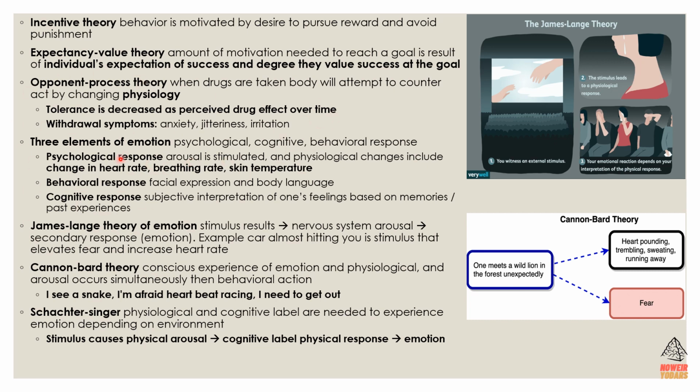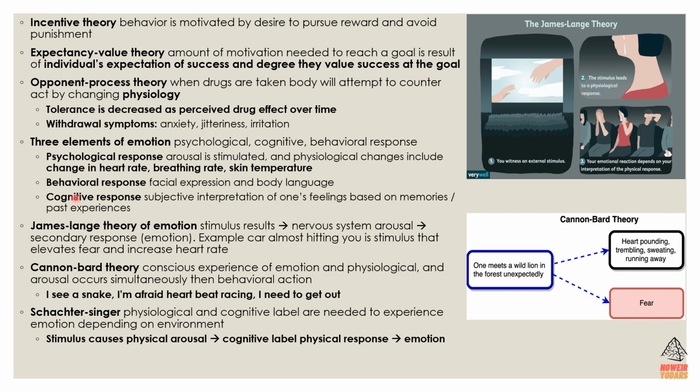Three elements of emotion are physiological, cognitive, and behavioral response. So the physiological response is the arousal stimulated, and physiological changes include change in heart rate, breathing rate, and skin temperature, and that stimulates the sympathetic nervous system. Next you have the behavioral response, facial expression or body language. And lastly you have cognitive response, subjective interpretation of one's feelings based on memories or past experiences. So the three elements of emotion: physiological, behavioral, and cognitive.